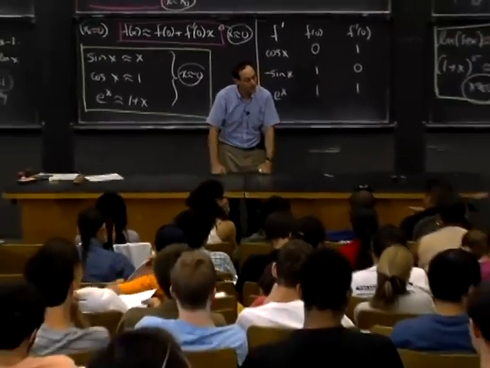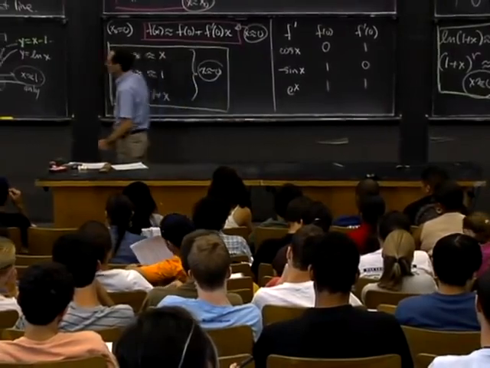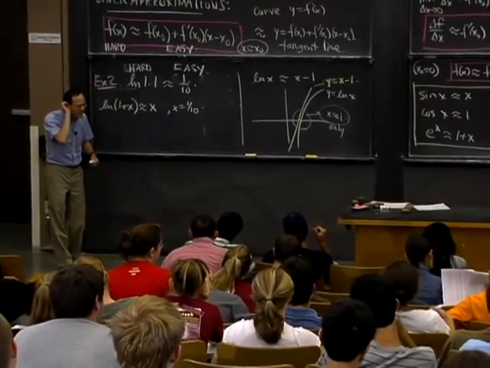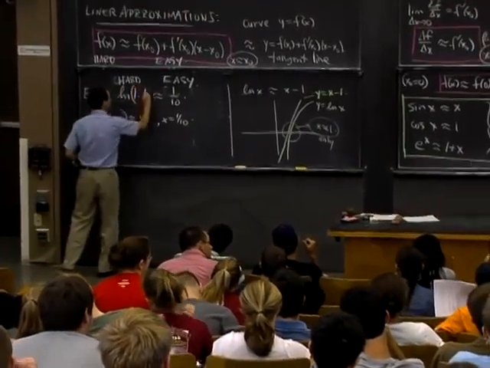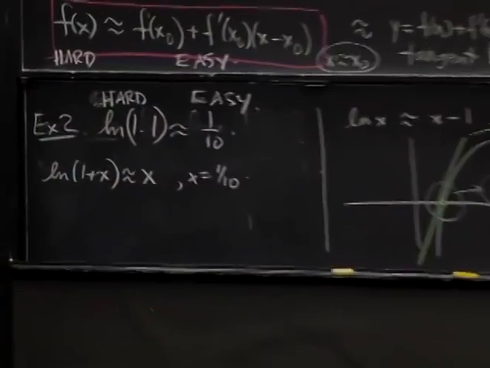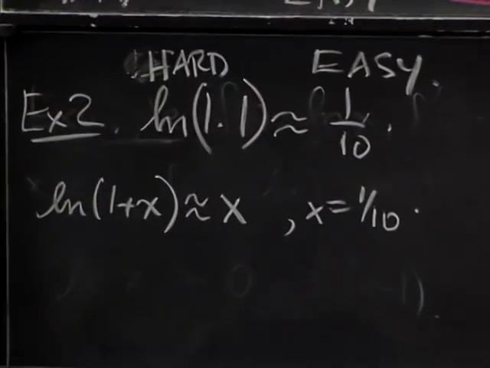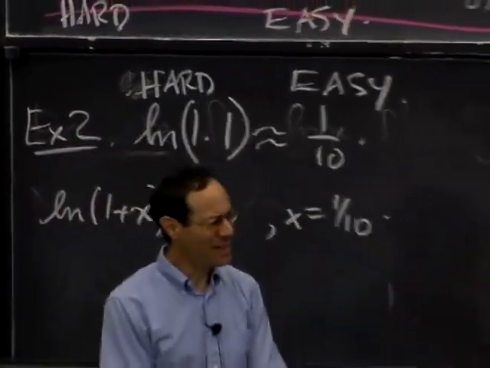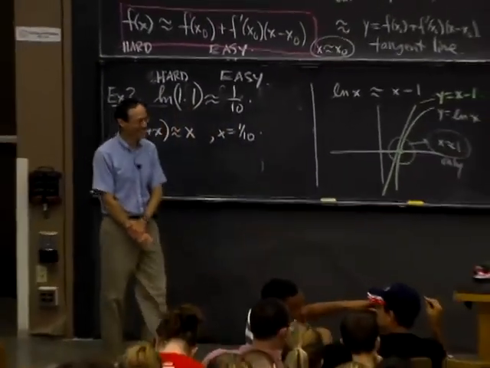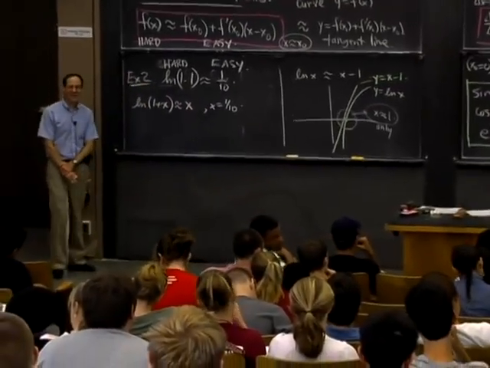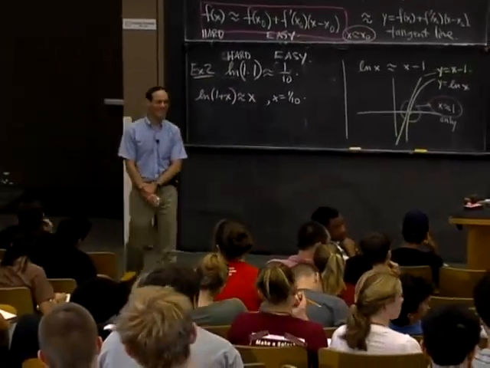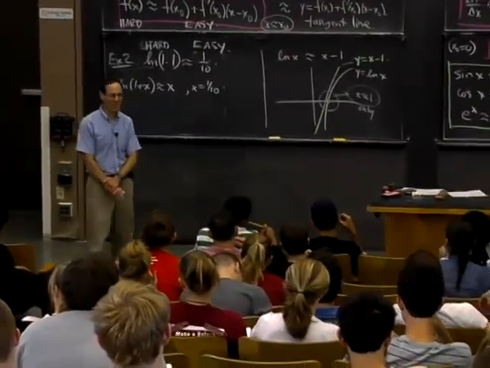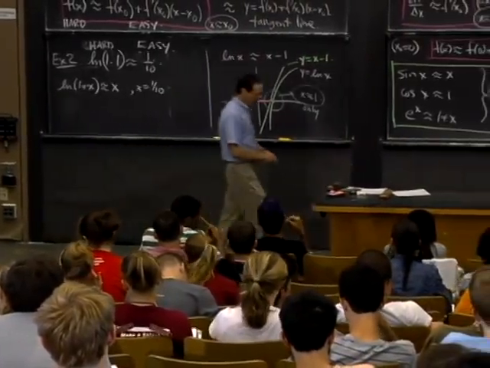Yeah? Is that ln 1.1 or ln 1? Is this ln of 1.1 or what? This is a parens there. It's ln of 1.1. It's the decimal number, right? I guess I've never used a decimal point before, have I? I don't know. Okay, other questions? Okay, so let's continue here.